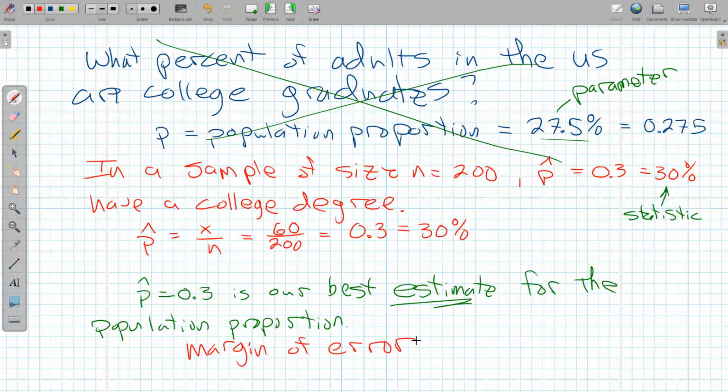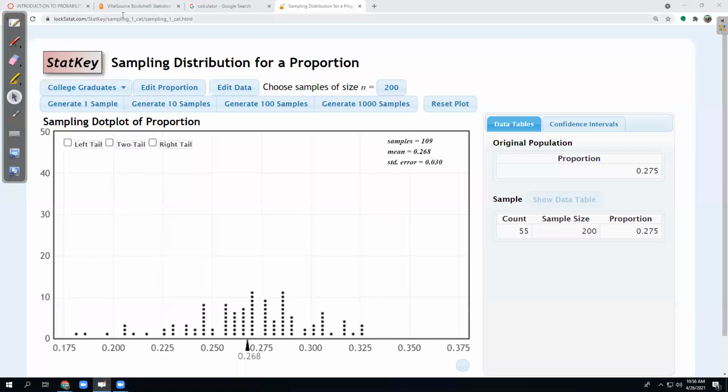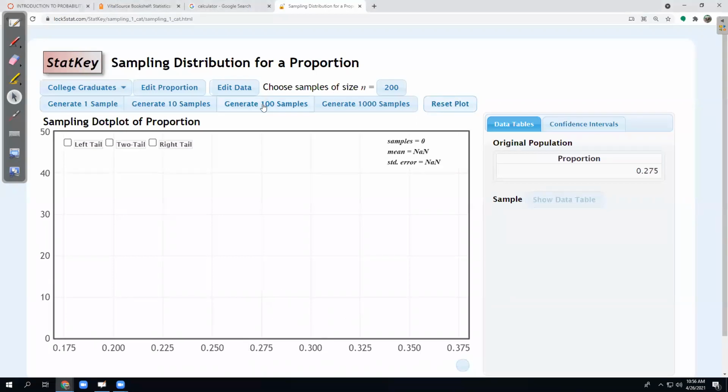And I can kind of estimate that margin of error here in StatKey. So if you're not on this page with me, I'm going to reshare it. You ought to try this too, to see that what you get is going to be similar to mine, but different. So I'm going to reset my plot here, and I'm just going to grab 100 for now.